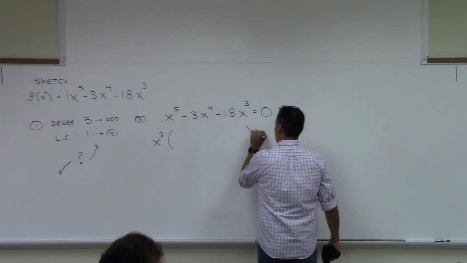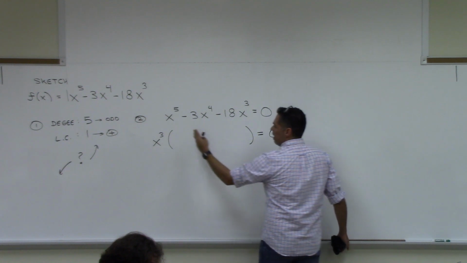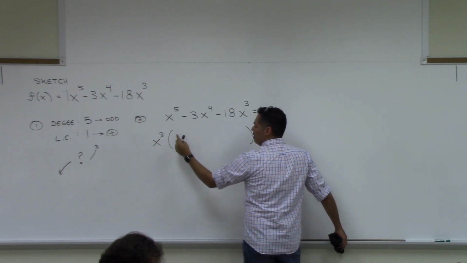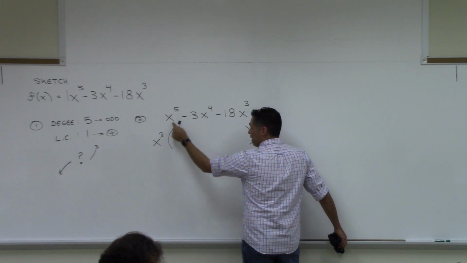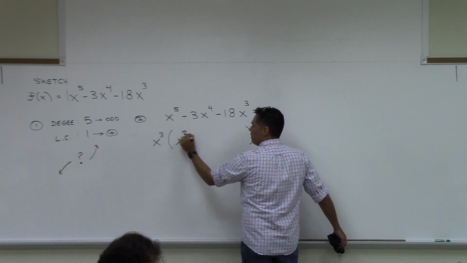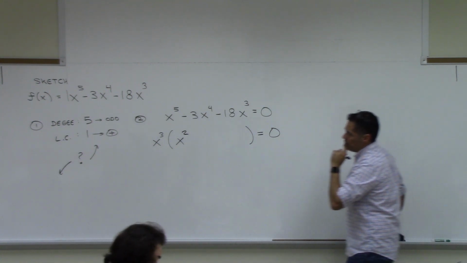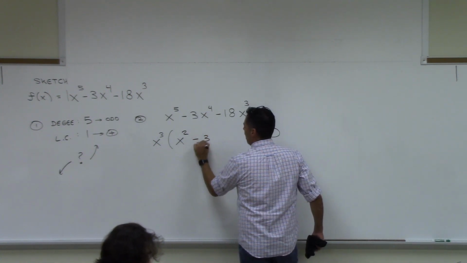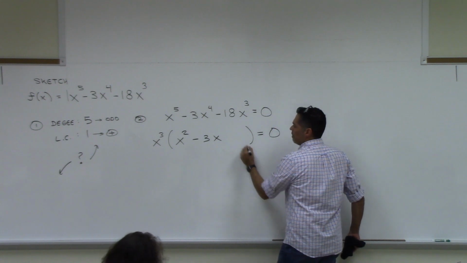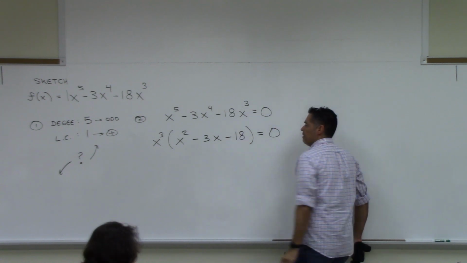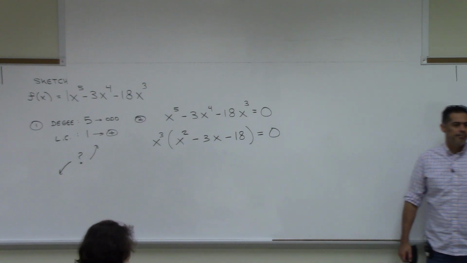If I do that, in parentheses, I should have 1, 2, 3 terms in here. The first term will be what I need to multiply that by to get x to the 5th. So x squared. What's my next term? Minus 3x. And final term? Minus 18? Okay, there we go. Good?